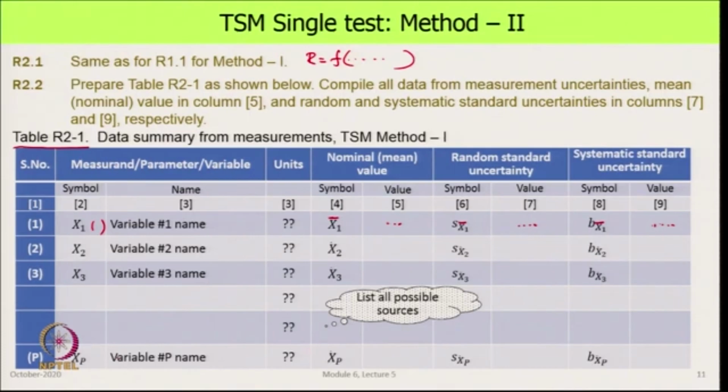We do the same thing for each of the other variables. So, we complete this. We will do this for all the parameters in the experiment. And so, we have in this one the mean value of x2, sx2 bar, bx2 bar, x3, sx3 bar, bx3 bar, and finally, the pth variable x bar p, sx bar p and bx bar p. So, now we have all the data that we calculated, and we can proceed to the result calculation process.